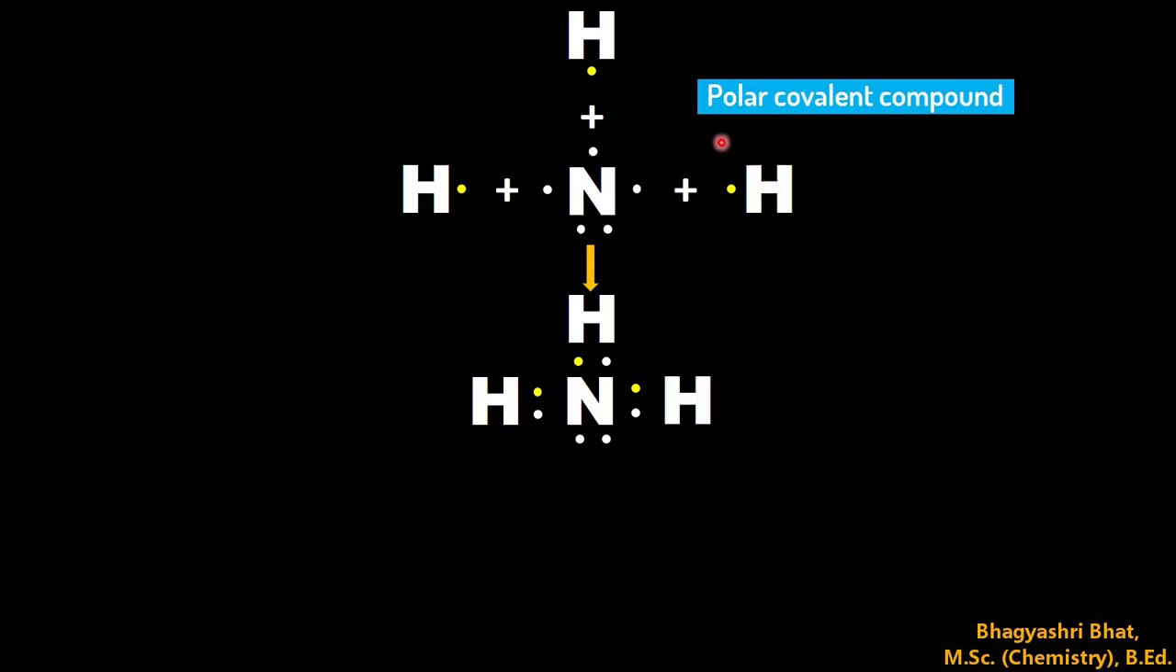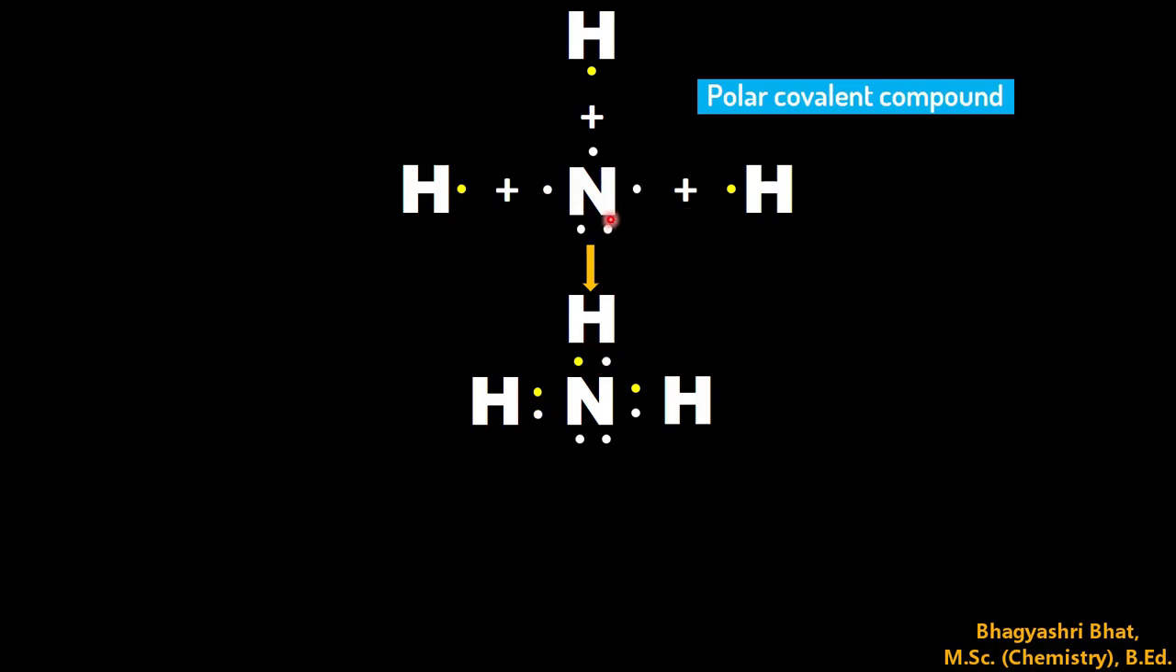Next we move on to another molecule, that is ammonia. So in ammonia we can see there is one nitrogen atom and there are three hydrogen atoms. Nitrogen has 5 valence electrons, and hydrogen has 1 valence electron. So nitrogen shares its 3 valence electrons with 3 different hydrogen atoms. By doing so, it attains octet structure.